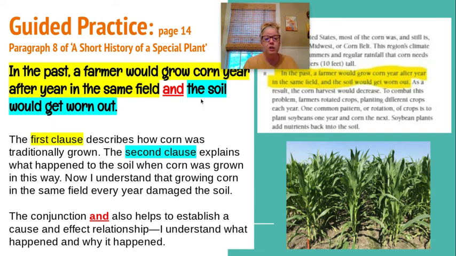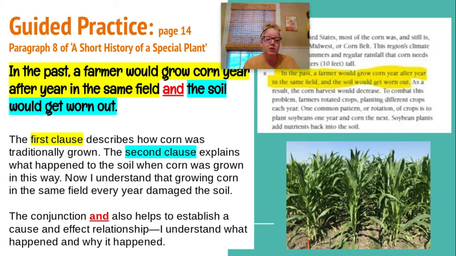The second clause, which is here in blue, the soil would get worn out, explains what happened to the soil when the corn was grown in this way. So when the corn was grown in the same field year after year after year, the soil would get worn out, the nutrients would be gone. Now I understand from this sentence that growing corn in the same field every year damaged the soil.